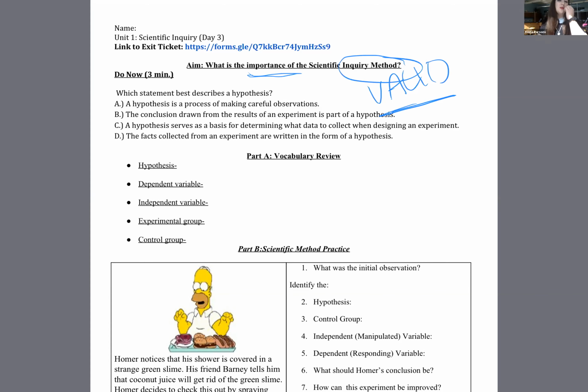So let's start with the do now. Which statement best describes a hypothesis? A, a hypothesis is a process of making careful observations. B, the conclusion drawn from the results of an experiment is part of a hypothesis. C, a hypothesis serves as a basis for determining what data to collect when designing an experiment. Or D, the facts collected from an experiment are written in the form of a hypothesis.